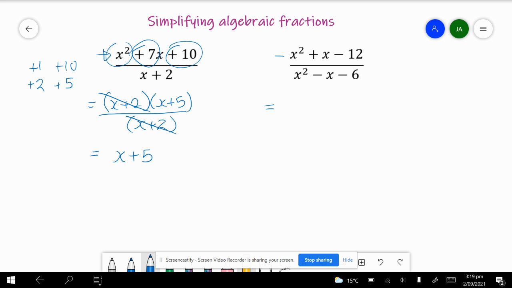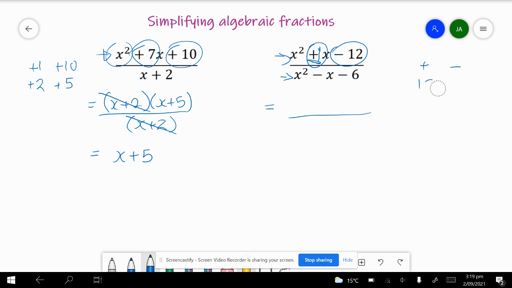Okay, this one here, we can actually factorise the top line and the bottom line. So we've got two quadratics because of the x squareds. Okay, so let's do the top line first. Two numbers that multiply together to get negative 12 and add together to get plus 1, because that's plus 1x. Okay, so let's look at negative 12. It has to be a positive and a negative. And then the positive has to be bigger than the negative because we've got positive 1 there, okay?